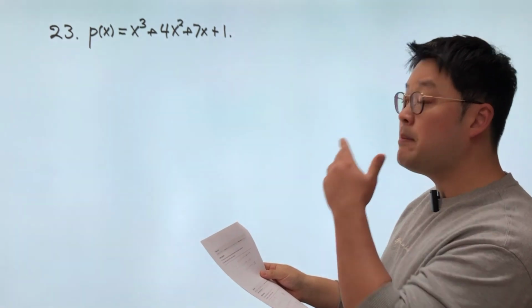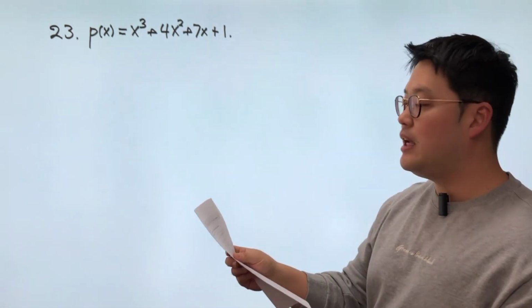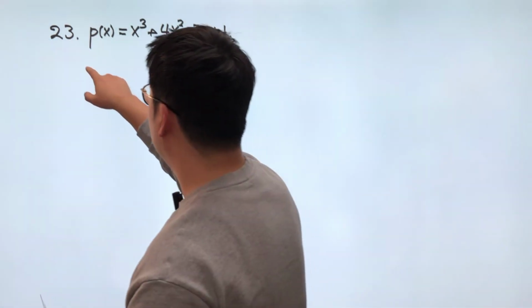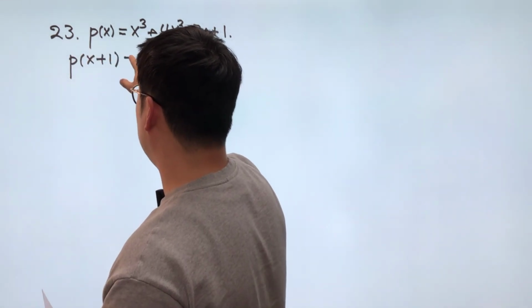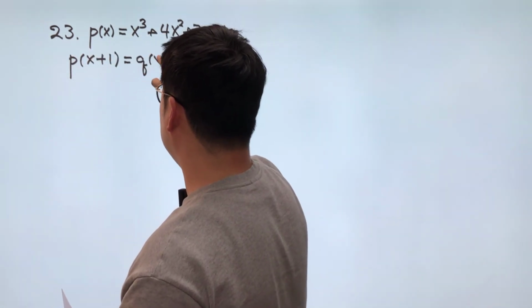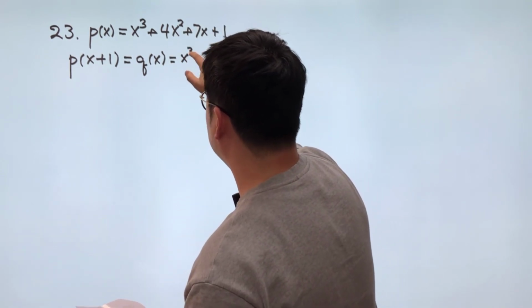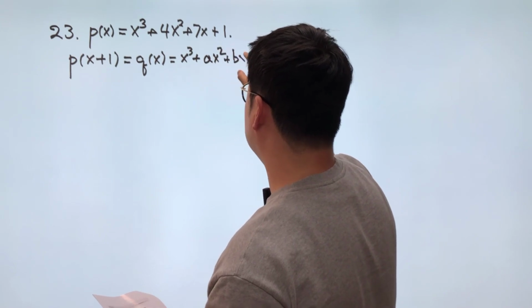Okay, so there must be multiple ways of solving this. But apparently, in order to solve it quickly, I'll show you two possible solutions for this one. P of x plus 1 is in fact q of x. Okay, so this is q of x, and I'm looking for x cubed plus ax squared plus bx plus c.